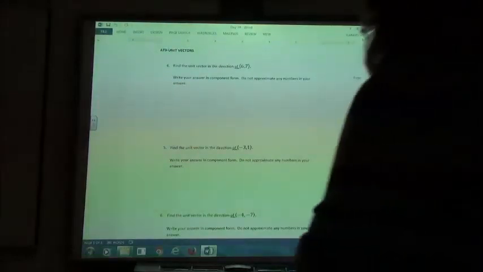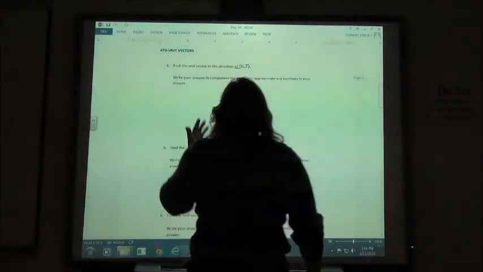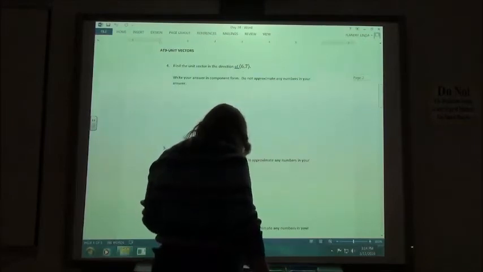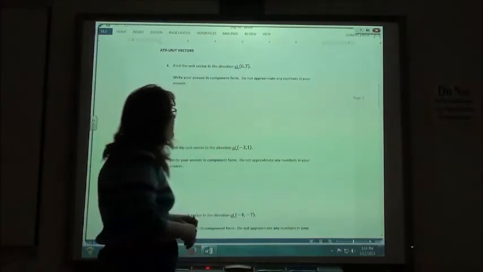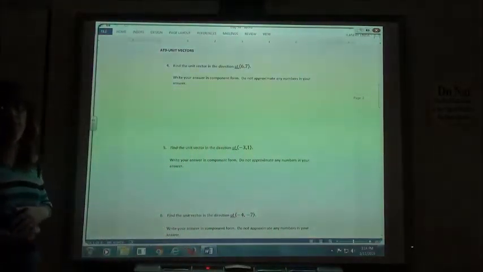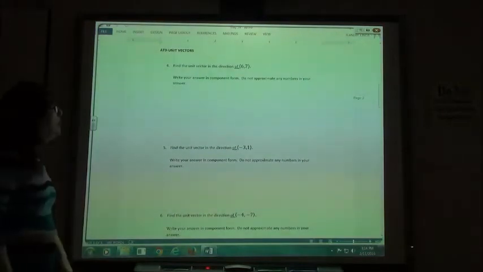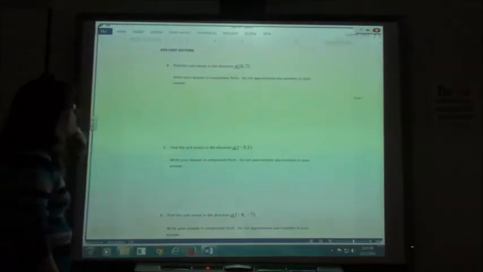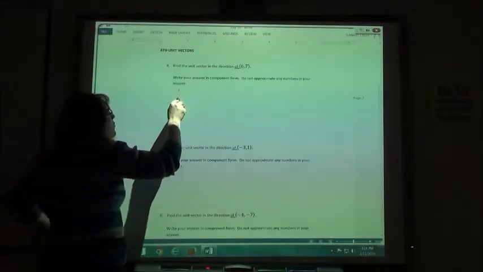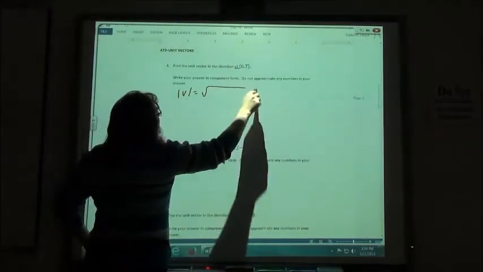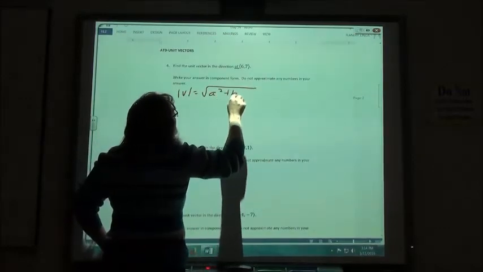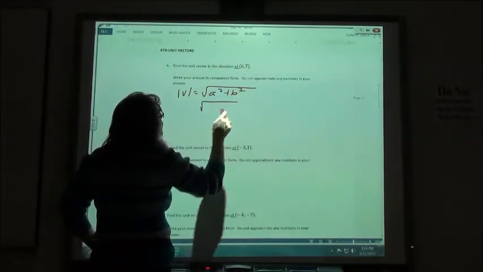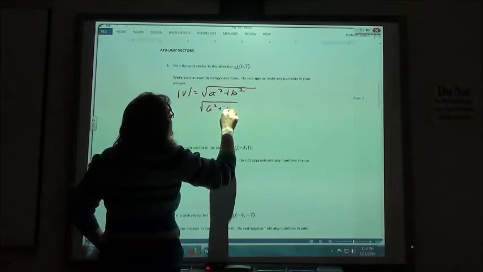4, 5, and 6 are having us find the unit vector that's in the same direction of 6, 7. A unit vector is one that has a magnitude of 1. So in order to find the unit vector, first of all, we're going to find the magnitude of the vector that we have. So the magnitude of our vector, again, is the square root of a squared plus b squared. So we would have the square root of 6 squared plus 7 squared.